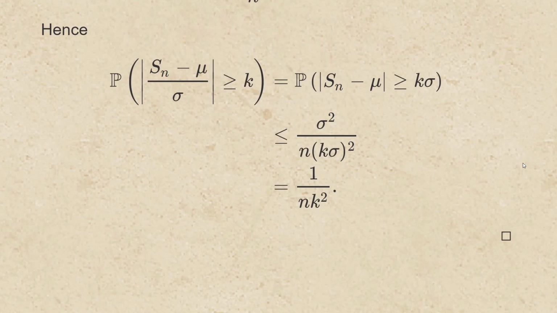Hence, when we put that into Chebyshev's inequality, the probability that the absolute value of S sub n minus mu over sigma is at least k is the probability that the absolute value of the difference between S sub n and mu is at least k times sigma, and that's at most sigma squared over n times the quantity k sigma squared, and the sigma squareds cancel out to give 1 over n times k squared.